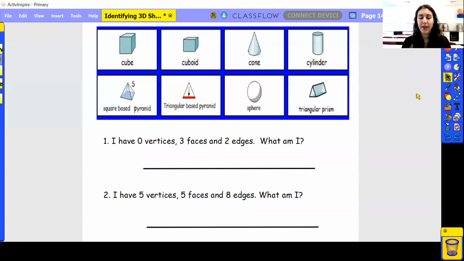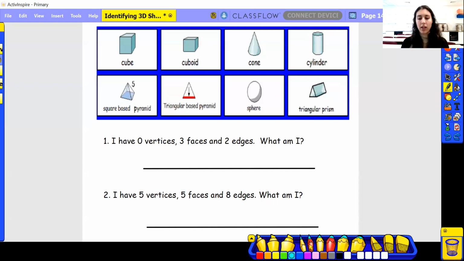Well done. Okay, so now we're going to play a little game of riddles. And what I'm going to do is I'm going to read out a description of a shape, and you need to have a look at our word mat to try and work out which shape am I describing. You ready? Look at this first one. I have 0 vertices, 3 faces, and 2 edges. What am I?